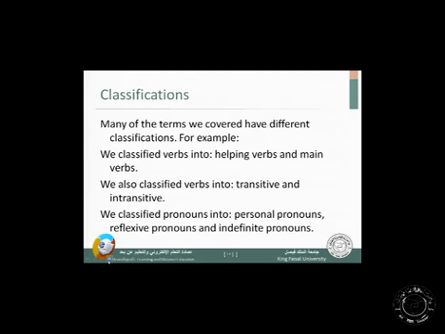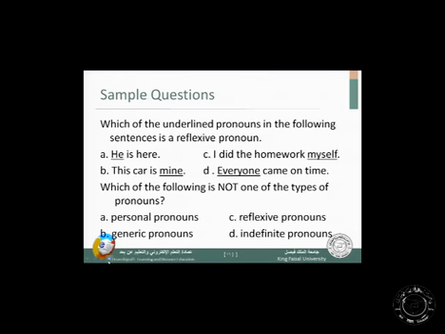So I might give you a verb and I tell you, okay, what is this? Is this transitive or intransitive? I might give you a pronoun and I tell you, what is this pronoun? Is it personal? Is it reflexive? Is it indefinite? And other classifications as well. So these are just a few of the classifications we studied in the first two lectures, I think. But of course, throughout the lectures up to lecture 13, we discussed many classifications. So you need to know these and be able to understand questions based on them.